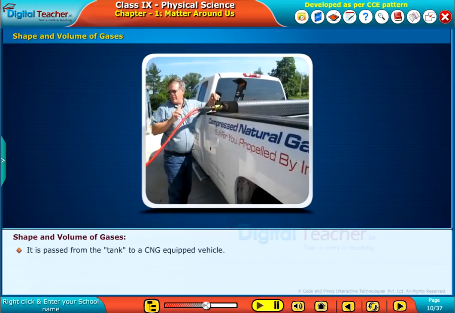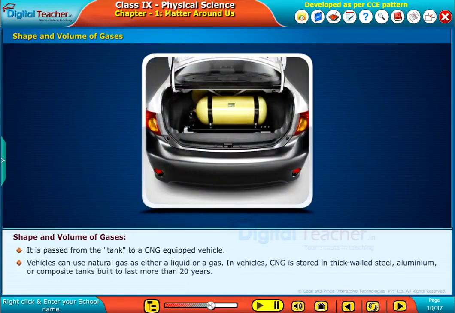It is passed from the tank to a CNG-equipped vehicle. Vehicles can use natural gas as either a liquid or a gas. In vehicles, CNG is stored in thick-walled steel, aluminum, or composite tanks built to last more than 20 years.